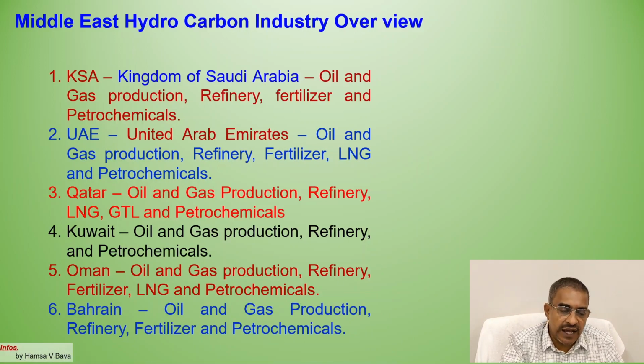Other countries are there as well. Yemen is also there, but these are the major countries. We will cover the various oil and gas production industries, the names of the industries, the history of the industry, and petrochemicals. What petrochemical products are manufactured in these countries? So the product name and brand name, etc. We will cover that in coming videos.